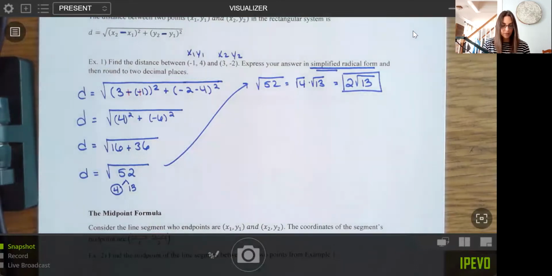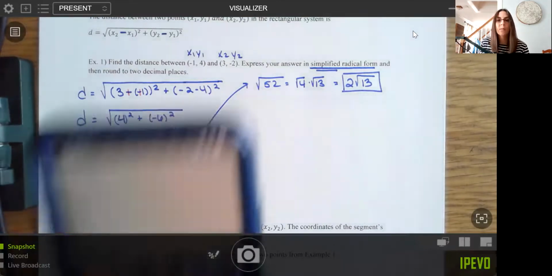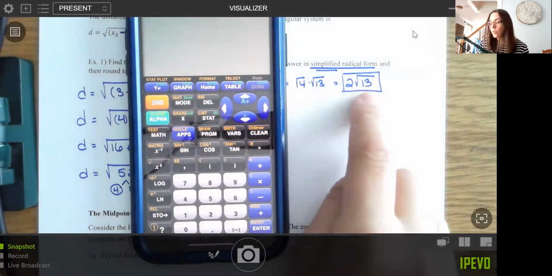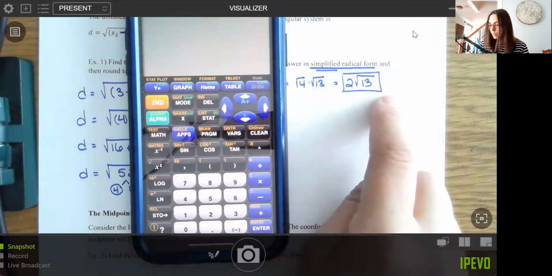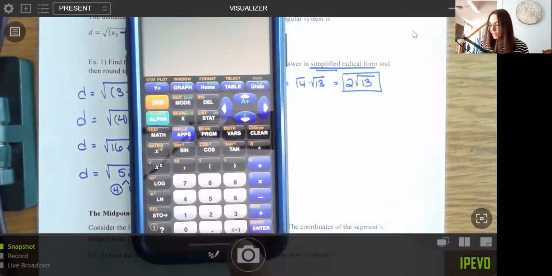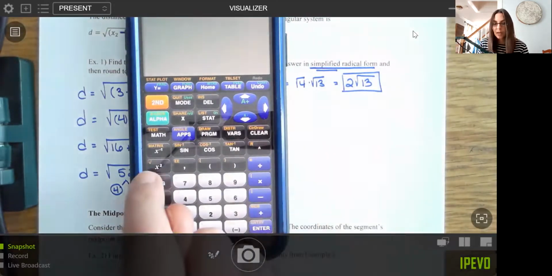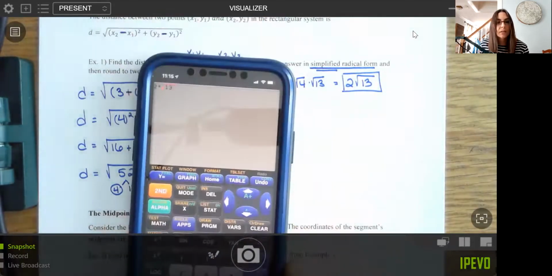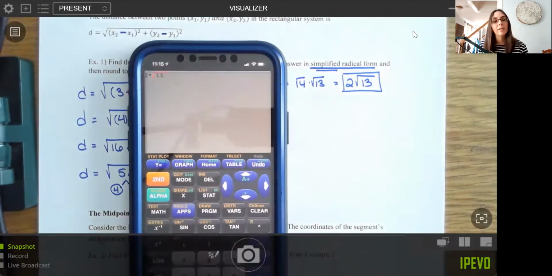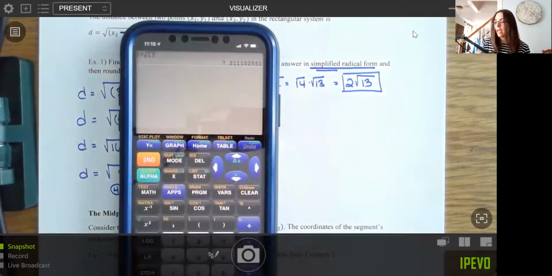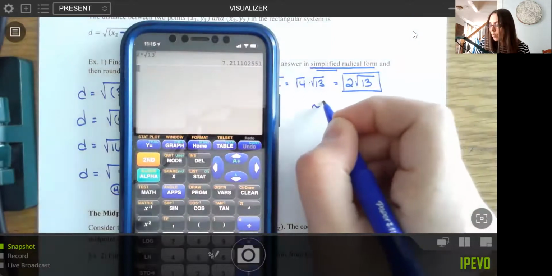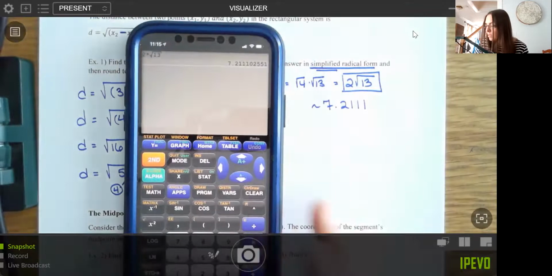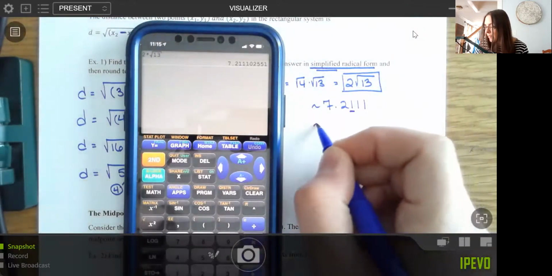Now on your calculator, I'm just going to bring my calculator up right here. Remember this is multiplication, so this is actually 2 times √13. I'm going to do 2 and then times, and use my square root key here. So square root of 13, and it looks like this. Then I'm going to hit enter. And I have about 7.2111. I do want us to round to 2 decimal places. So I'm rounding there, and it's about 7.21.